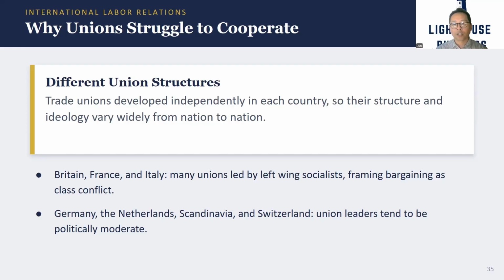This ideological gap creates very different views about what role a union should play in society and how it should approach multinational companies, making genuine international cooperation extremely difficult to achieve in practice.